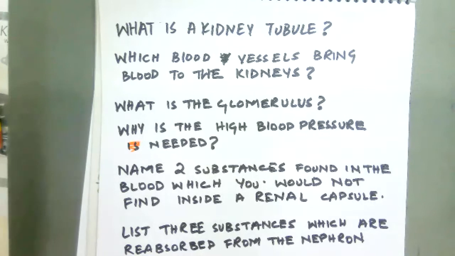Next question. The next question is, name two substances found in the blood which you would not find inside a renal capsule. So not two substances that you would not find in the urine, but the renal capsule. So keep that in mind. So the reabsorption has not taken place.